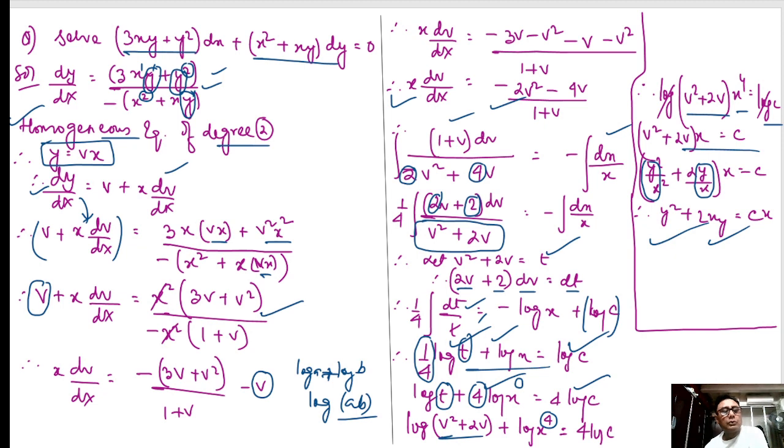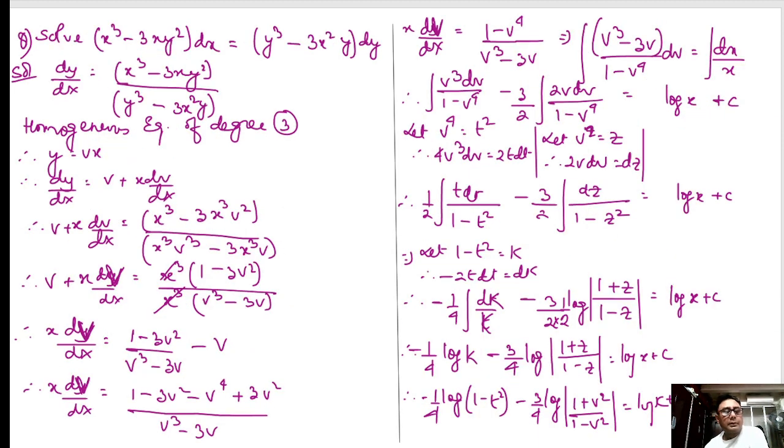So the next sum shows, okay friends, the next sum: solve this is equal to this. First of all, separate the dy by dx. So see, the degree is 3: 1 plus 2 is 3, 2 plus 1 is 3. So the degree is 3. It is homogeneous. So take y equal to vx. Same way, differentiate. So dy by dx equals v plus x dv by dx.